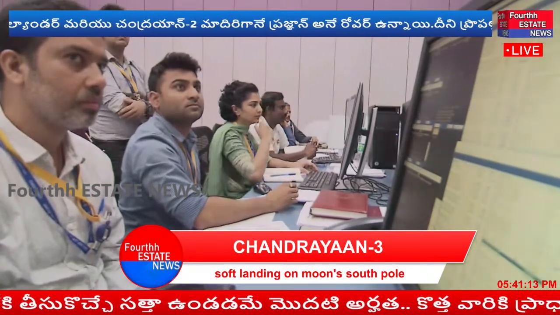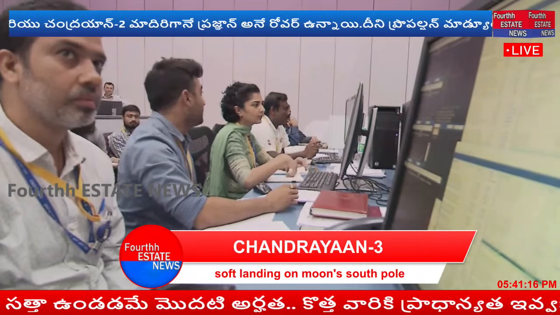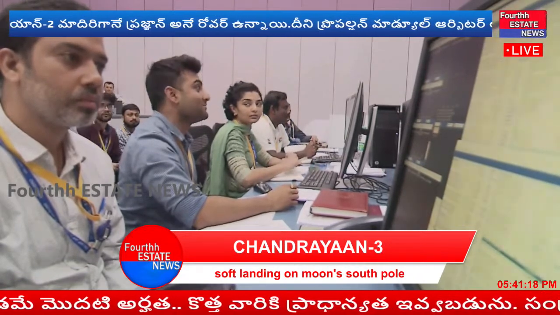Currently, we can see the scientists are analyzing the lander data.